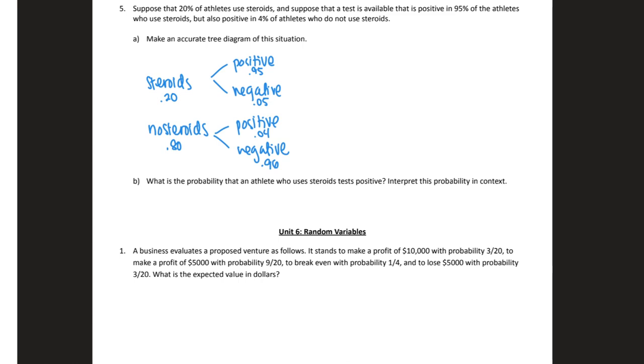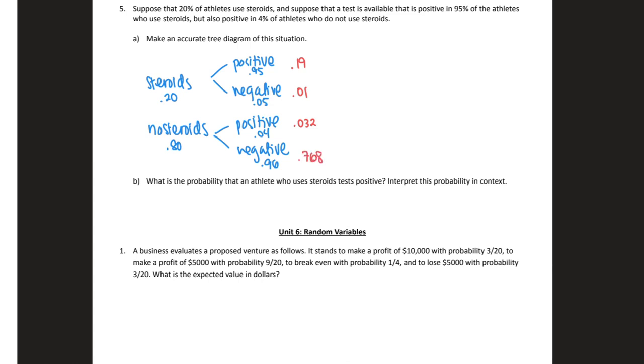So in this case, we're going to figure out the probability of each situation. So across the top, the probability that someone uses steroids and they test positive, we're going to multiply that. So 0.20 times 0.95 is 0.19. And then for the next branch, steroid users where they test negative, that's going to be 0.01. Non-steroid users who test positive, that's going to be 0.032. And then non-steroid users who test negative, so 0.80 times 0.96, that's 0.768.